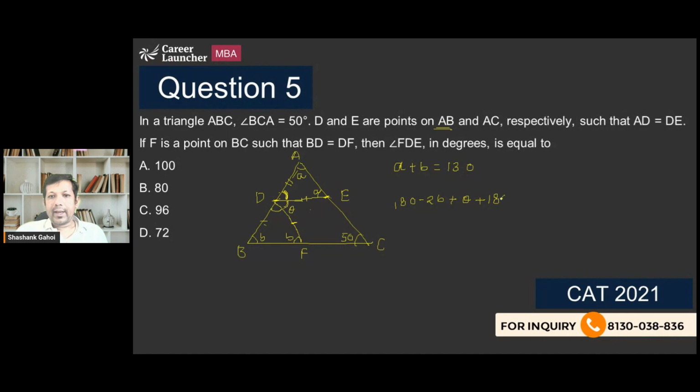The summation of all three angles must be equal to 180 degrees, because this is an angle on a straight line. So 180 cancels out, and I get 180 plus theta minus 2 times (A plus B) equal to 0. So 180 plus theta is equal to 2 times 130, since I already know that A plus B is 130 degrees. That comes out to be 260 degrees. So theta is equal to 80 degrees, and that's the answer directly. The value of angle FDE is 80 degrees.